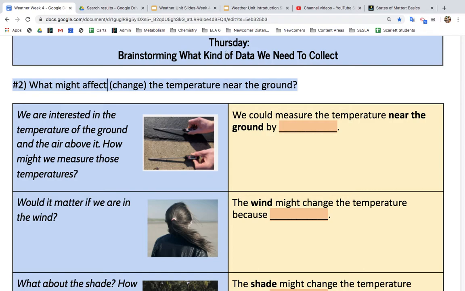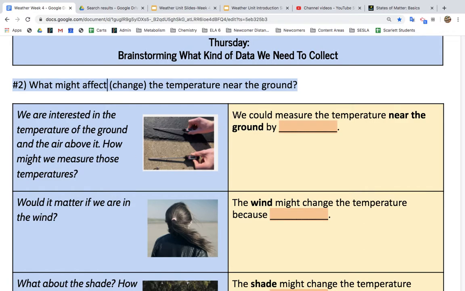If you're watching this video, you need help brainstorming the type of data we need to collect. We're asking ourselves what might affect or change the temperature near the ground. We're interested in the temperature of the ground and the air right above it. How might we measure those temperatures?